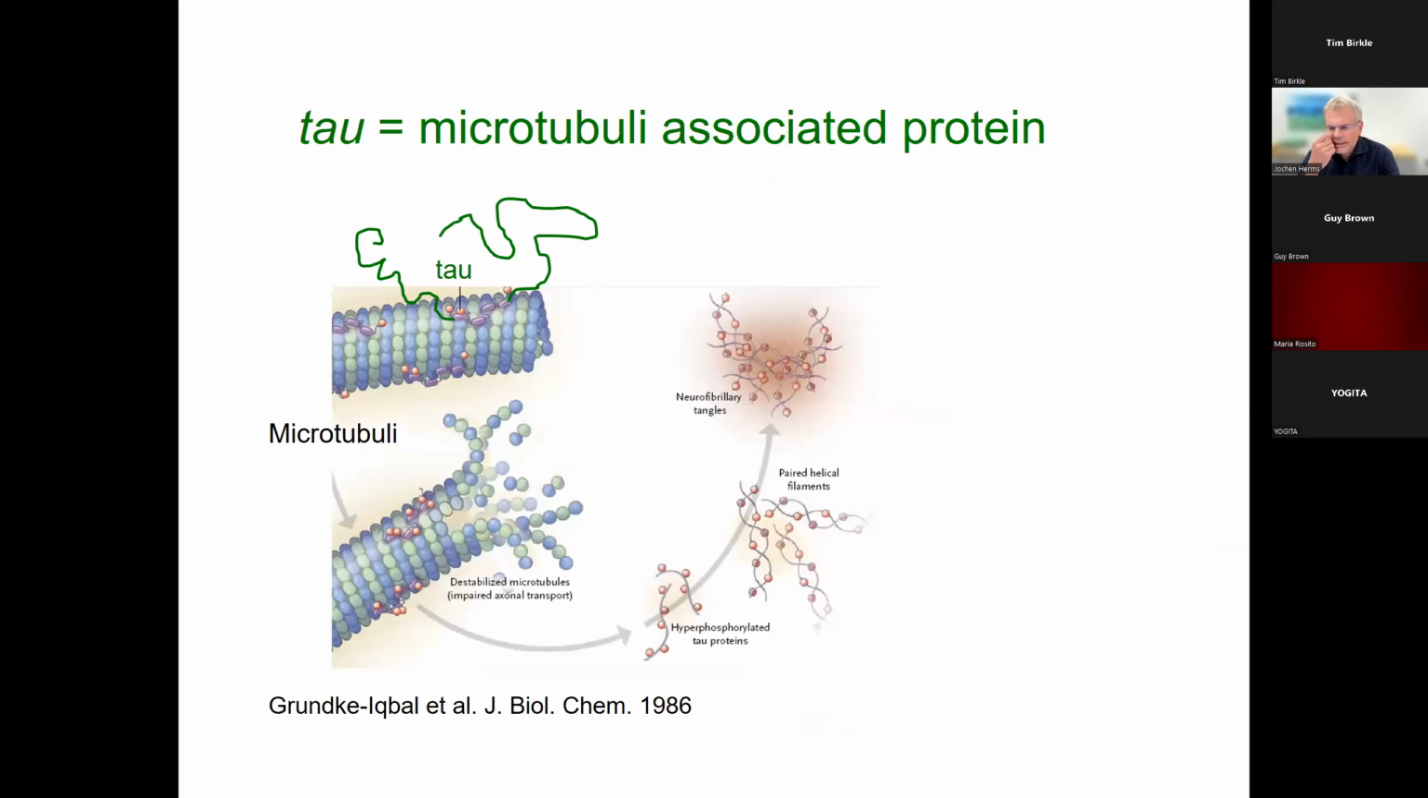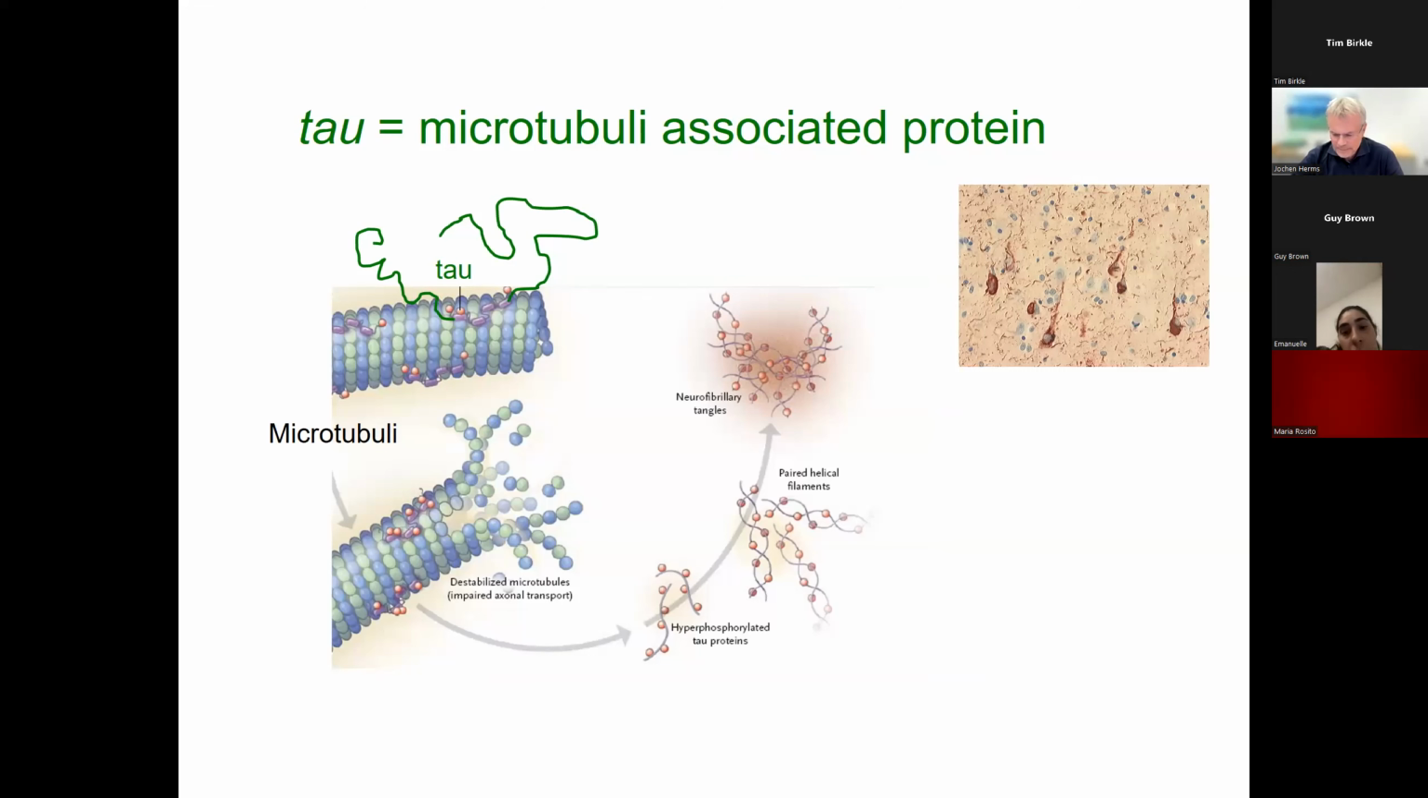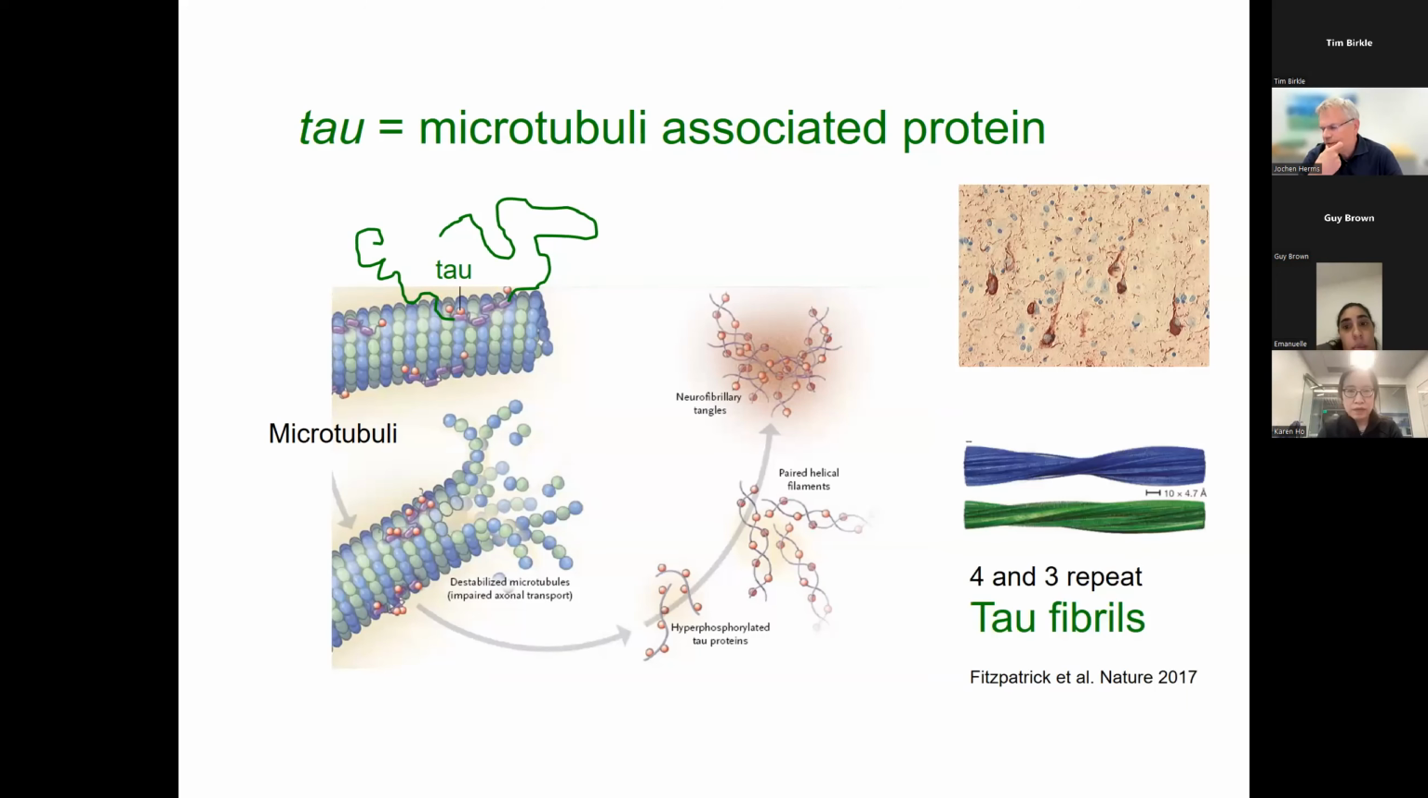And in the disease situation, it gets hyperphosphorylated and detaches from the microtubule and then aggregates in the form of these neurofibrillary tangles. And these tangles are what we detect with antibodies for diagnostic purposes. And based on the elegant work from Michael Goedert's lab, we now know the structure of the tau fibers. There are two, the 4-repeat and the 3-repeat tau, that are aggregating in Alzheimer's disease.